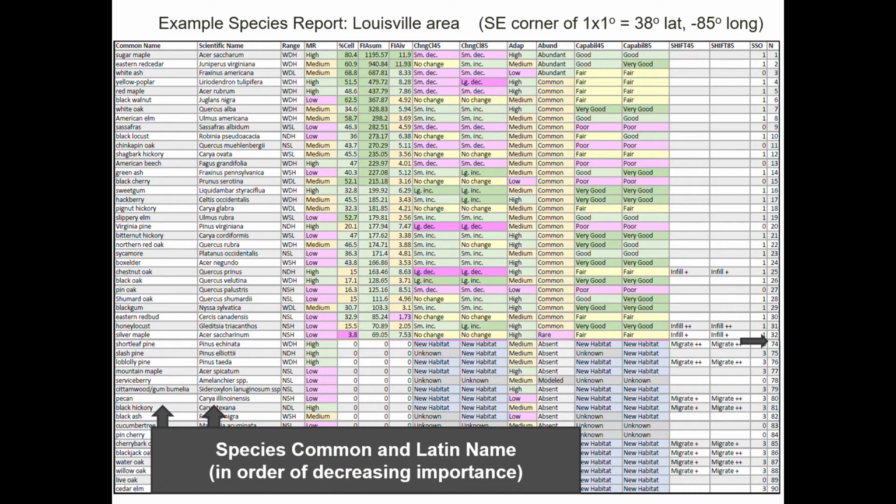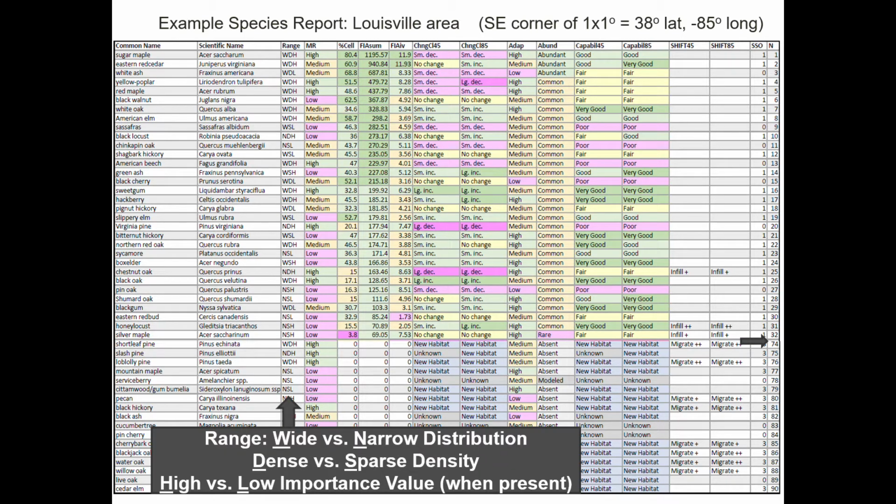So just by going through these columns, and you see the column headers on the top, I'll just briefly explain them here. Of course, the first two columns are the common and Latin names, and now these are sorted in order of decreasing importance, and I'll get to that in a second. Next, I'm showing a column called range, and that's just basically various tools we use to sort the species as wide or narrow versus distribution across North America, dense versus sparse density when it's found, and high versus low importance value, which is based on the number of stems and the basal area of the trees.